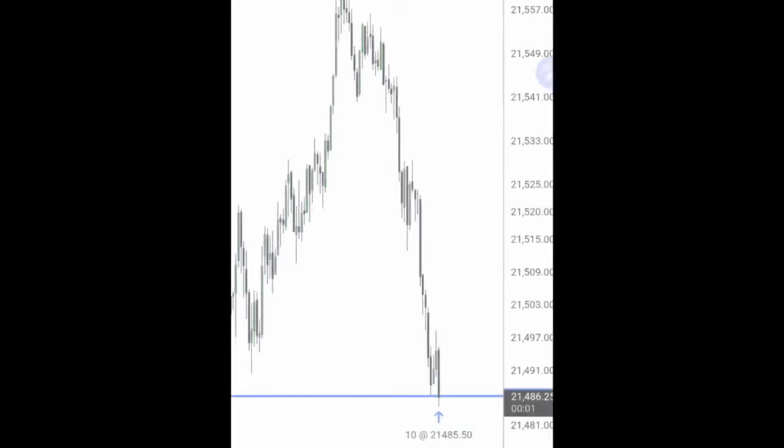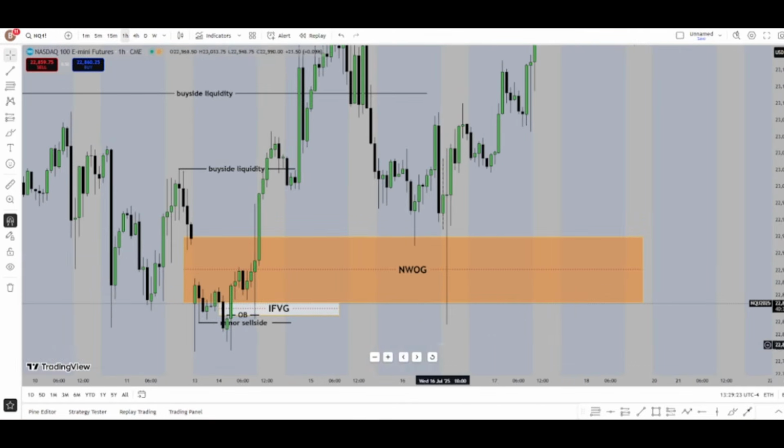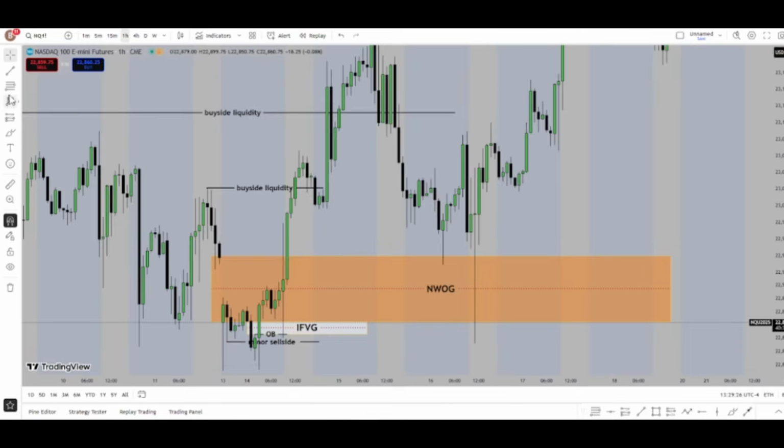The Silver Bullet model is all about precision in time and price delivery. ICT discovered that within very specific windows during the trading day, the algorithm behind price leaves behind a consistent and tradable footprint. Think of it like this: the market spends most of the day creating noise. But during these windows, the machine that drives price shows its hand.